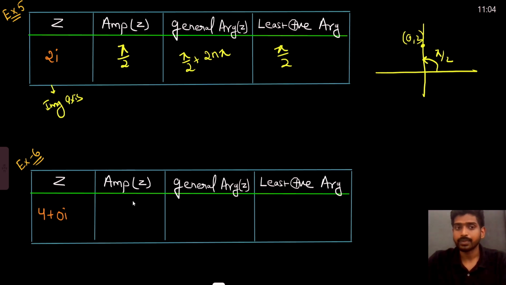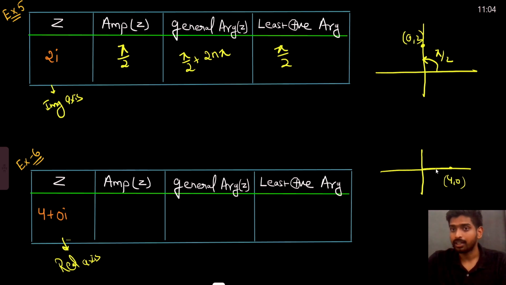Got it? Now next, this one, 4 plus 0 iota, means this is a purely real complex number. Purely real means it will lie on the real axis. Real axis means x-axis. So it will lie somewhere here, (4, 0). Now what is the amplitude of this complex number? Amplitude means we have to give the answer from minus 180 degrees to plus 180 degrees, right? So what is the angle for this complex number with the x-axis? The angle is 0 degrees. So here we'll get 0 radian. Understood?